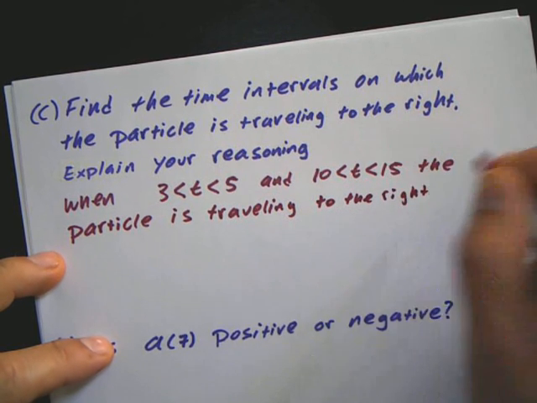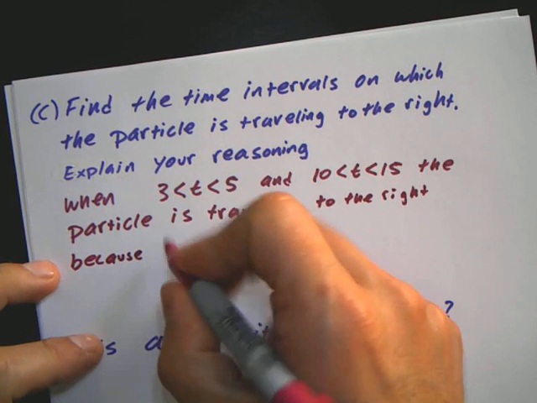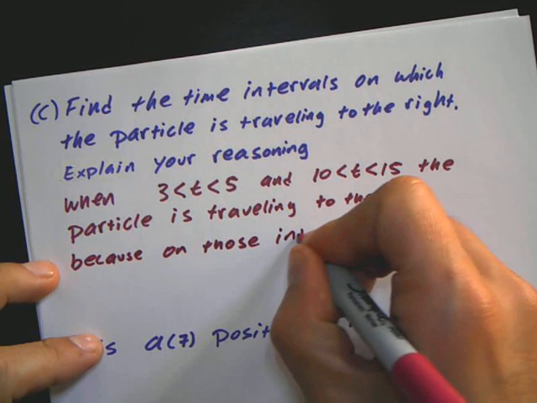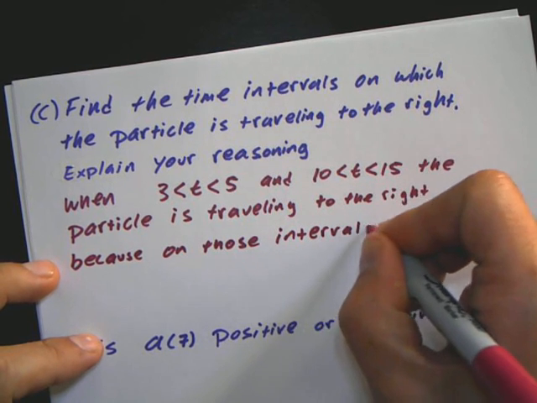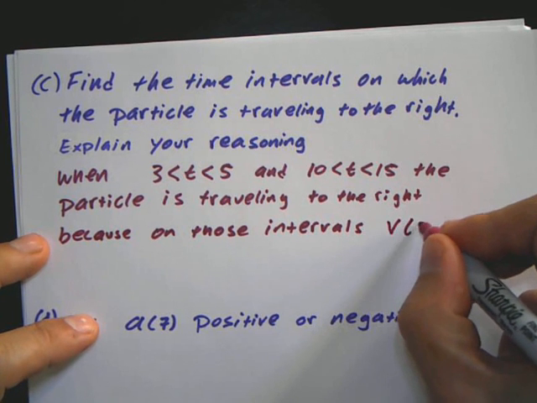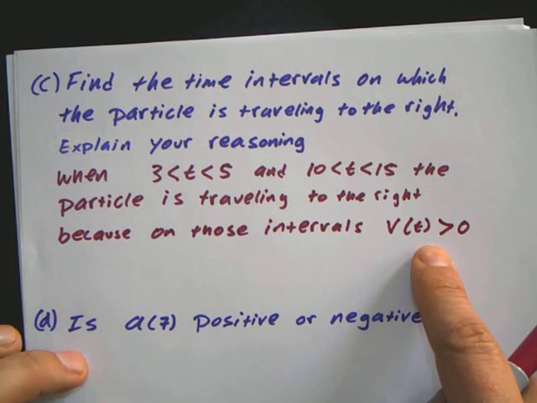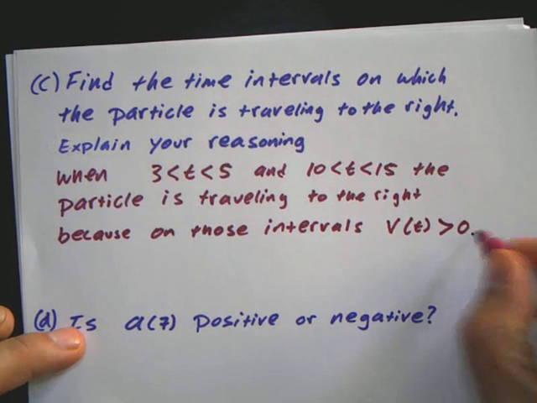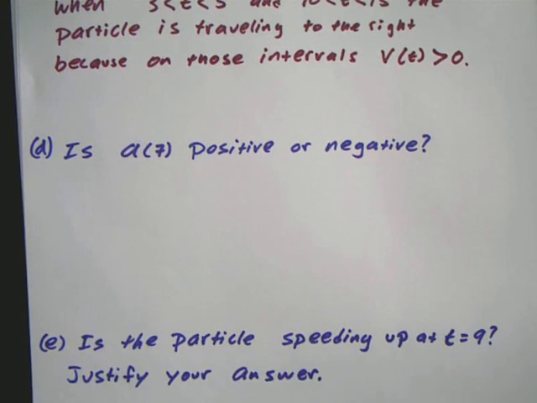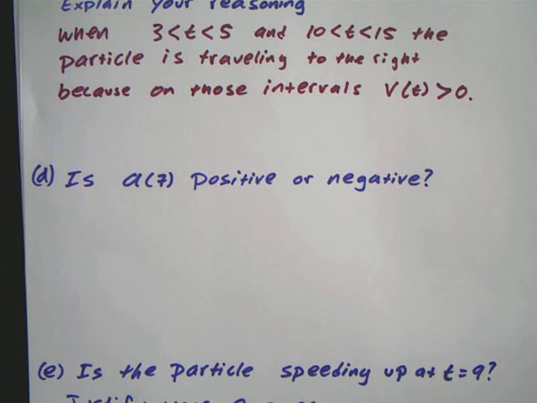And then explaining our reasoning, we can say that on those intervals, velocity is positive. We can say v of t is greater than 0. That indicates that the velocity is positive. And that's our answer. Part D, and E is the last one, so you should hopefully be able to fit all this on at least a page front and back.